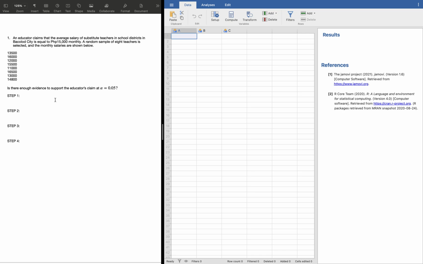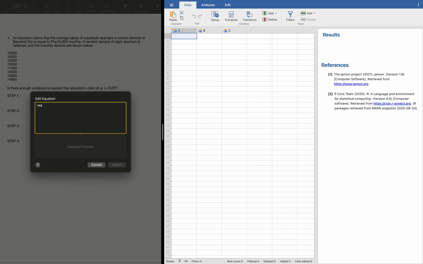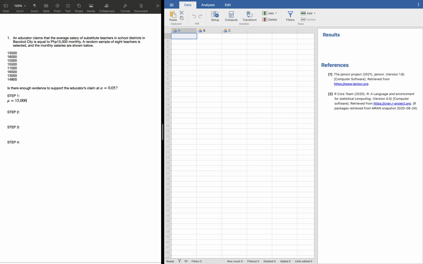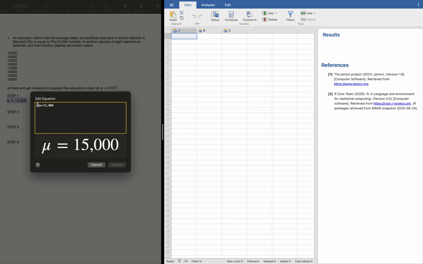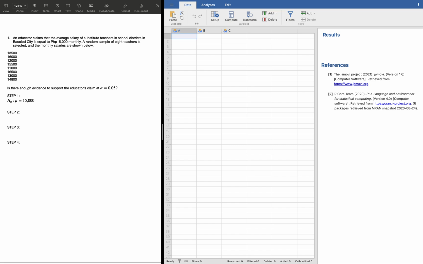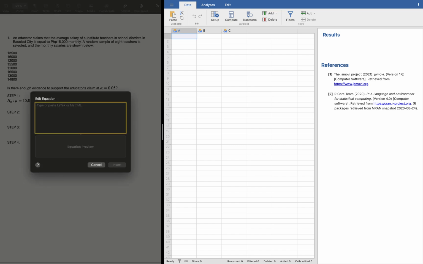So in step one, we use symbolic form: mu is equal to 15,000. This is using LaTeX. So we do that as our H sub 0. Let's type in that H sub 0 there. And then we will say our H sub A, or if you want, you can have H sub A or H sub 1. It depends on the book, but we'll use H sub 1 since our book uses that.